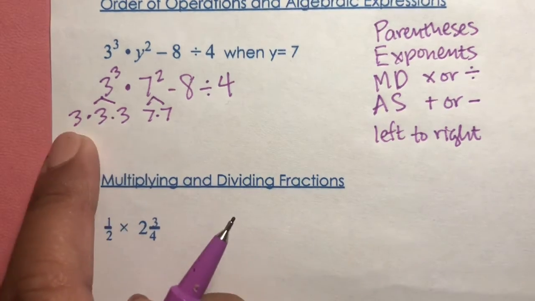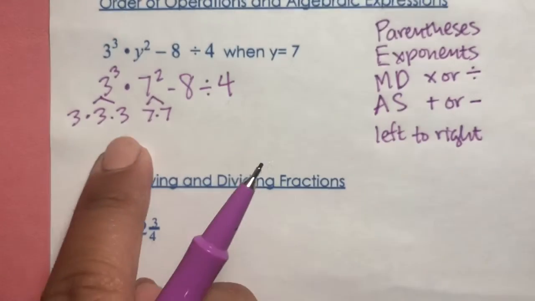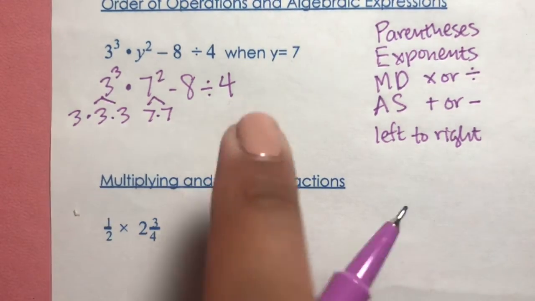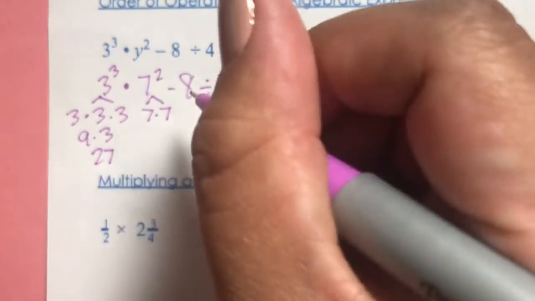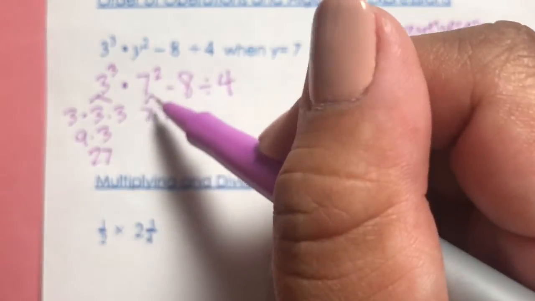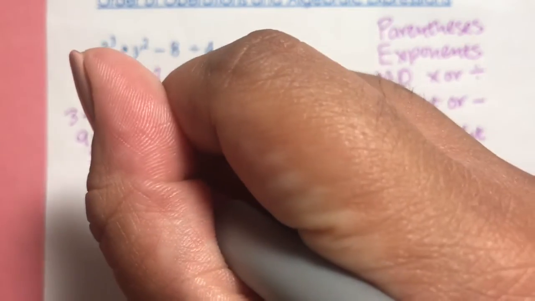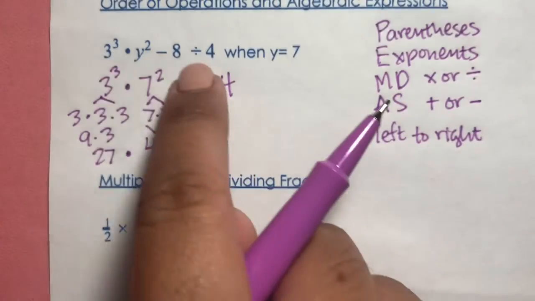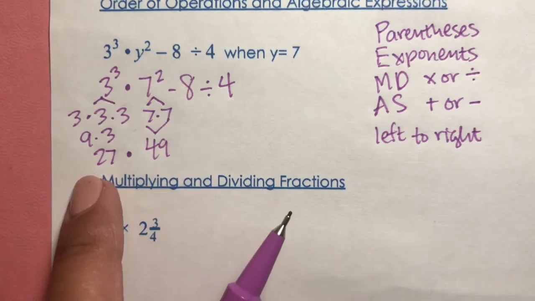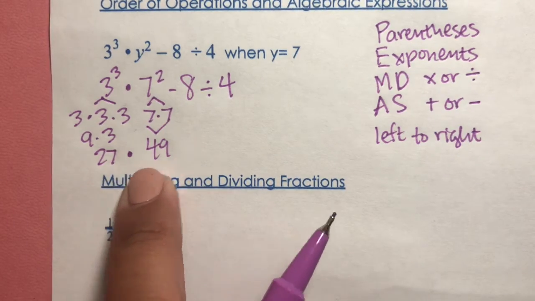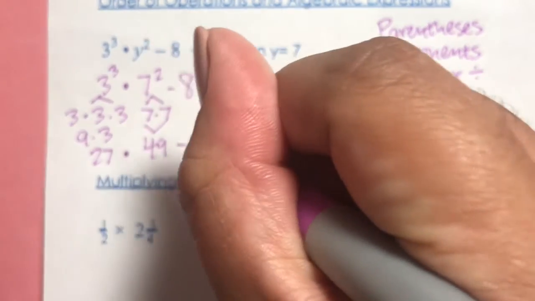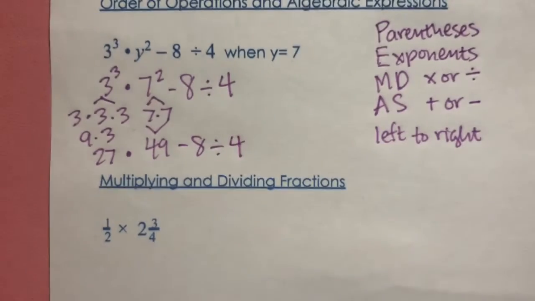Okay, so for this one, and remember, I'm moving from left to right. So 3 times 3 is 9 times 3, which equals 27. 7 times 7 over here equals 49. So now we've moved on and we simplified our expression even more. So now we have 27 times 49 minus 8 divided by 4.